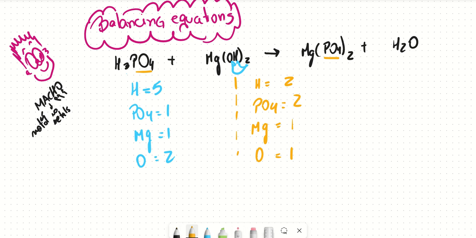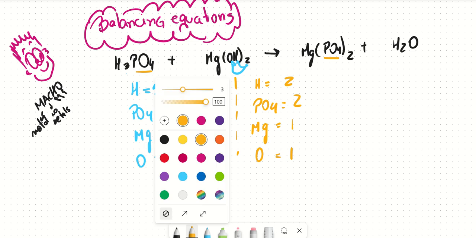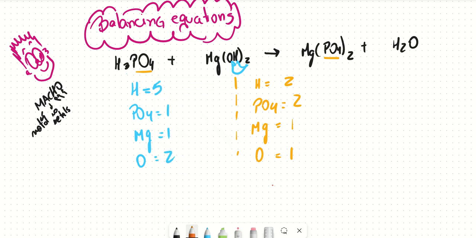So what I'm gonna do is start with the metals, remember? So we're gonna start with magnesium. So it's 1 and 1. Then I'm gonna go to non-metals. So we're gonna go to phosphate. When I go to phosphate, I have 2 over here, and here I have only 1. So we're gonna put a 2 over here, right? So now I have 2 phosphate on this side and 2 phosphate on this side.